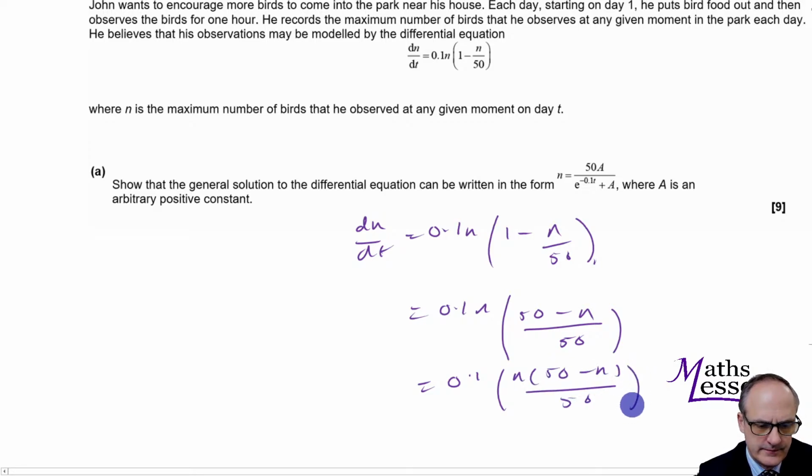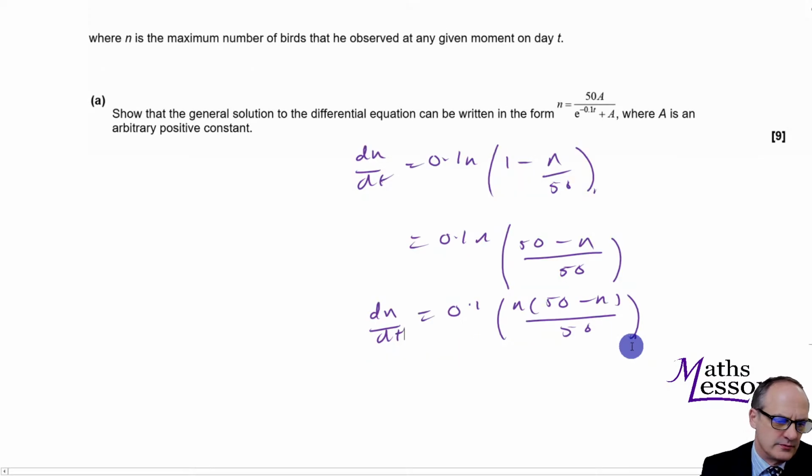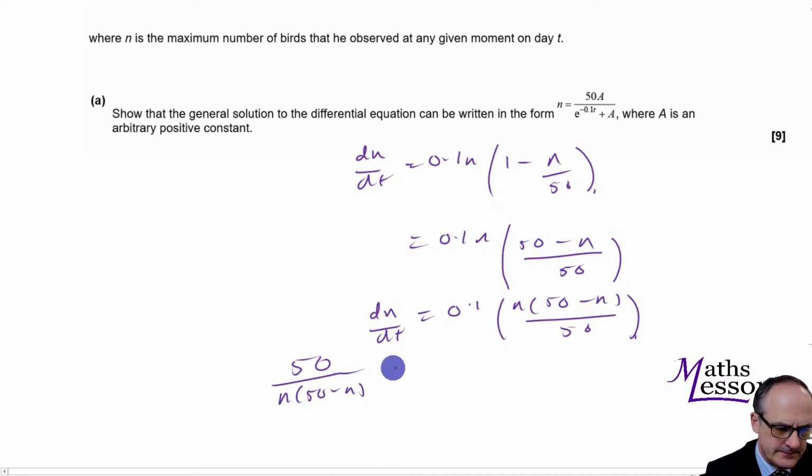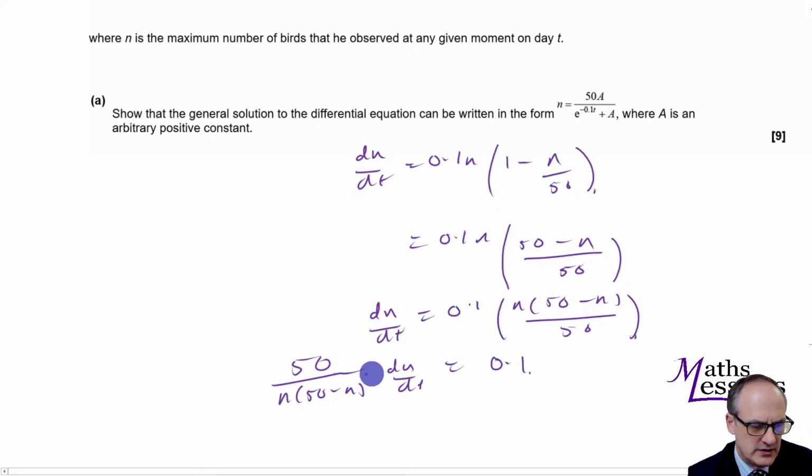Over 50. And now I'm getting to the stage where I'm going to divide this by this. Now, because this is a single fraction, if I divide by it, I end up timesing by the reciprocal. So I'm going to times by 1 over this, which is going to be 50 over n, 50 minus n, dn by dt. So all I've done is I've divided by this, which means timesing by this. I've left the 0.1 over here, because I like to leave a number over here. It could be 1, it could be 0. I could have taken the 0.1 over here and left a 1 here, but I didn't.